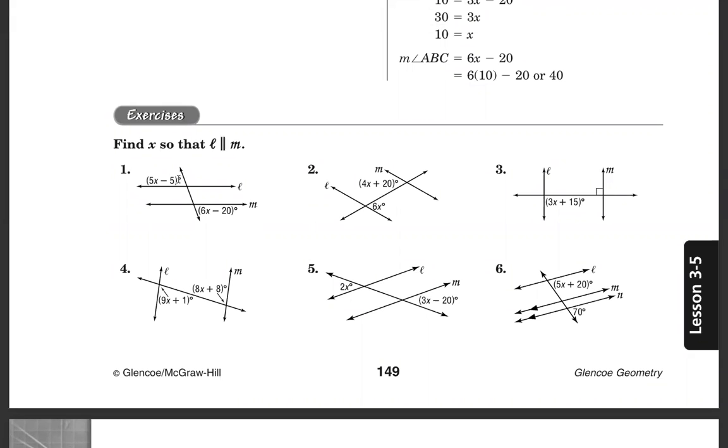Okay, so 5x minus 5 is an exterior angle. 6x minus 20 is an exterior angle also. They are on the opposite sides of our transversal. This one is our transversal, so we consider these two angles as alternate exterior angles. If two angles are alternate exterior, then they must be equal for the two lines to be parallel. So we say 5x minus 5 is equal to 6x minus 20.